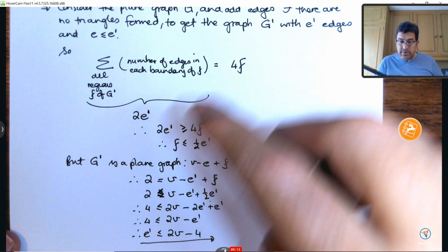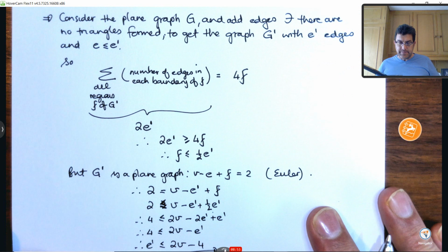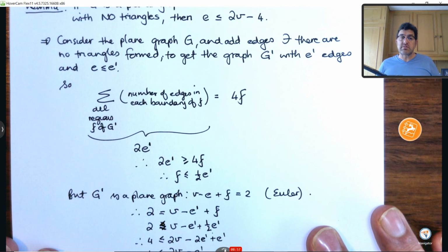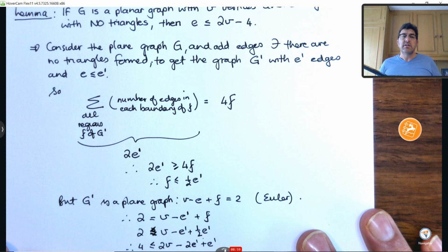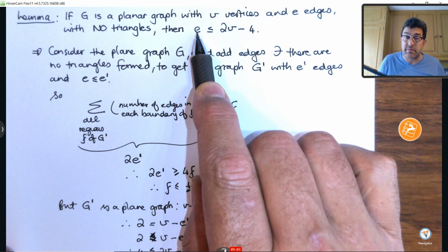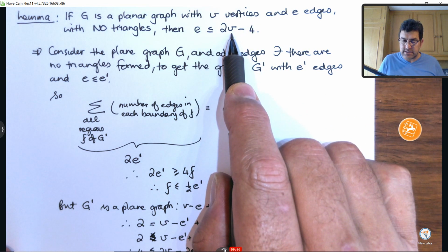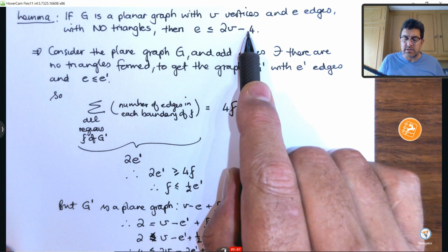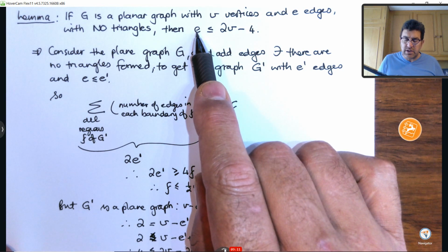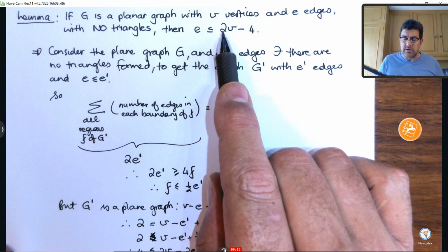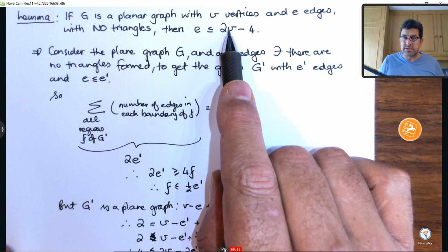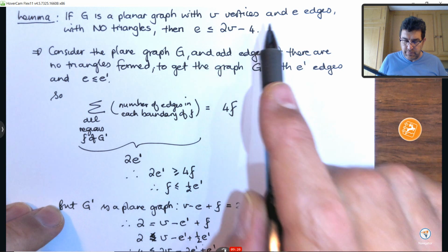And that proves our lemma, that if the graph does not contain any triangles, then we can still say something. There is still a relationship between the number of edges and the number of vertices. It's just a bounded relationship. There's an upper bound. The number of edges cannot be more than, can be equal to, but cannot be more than twice the number of vertices minus 4.